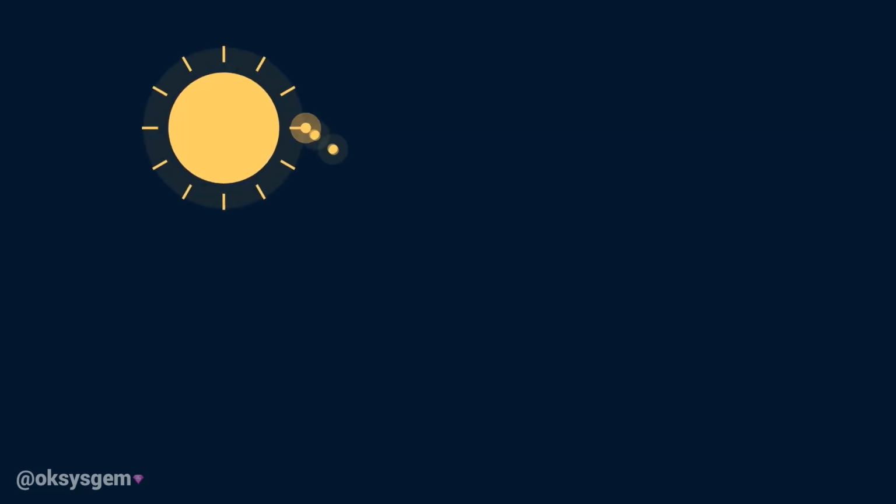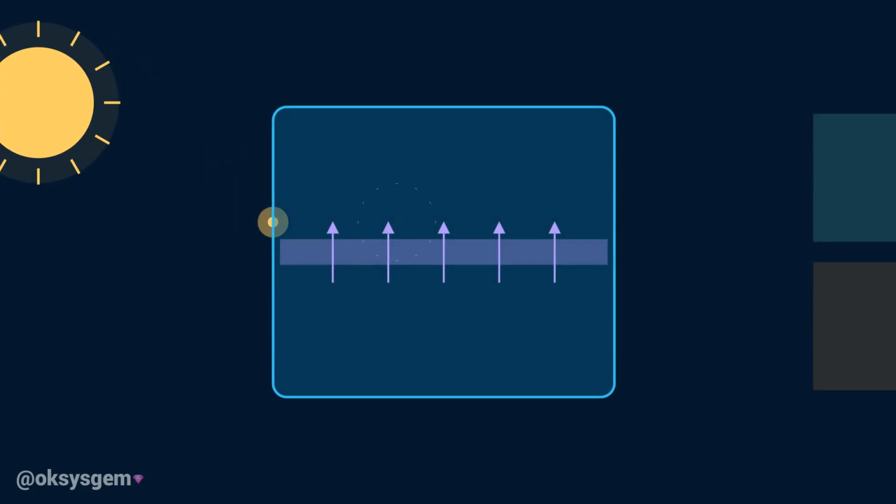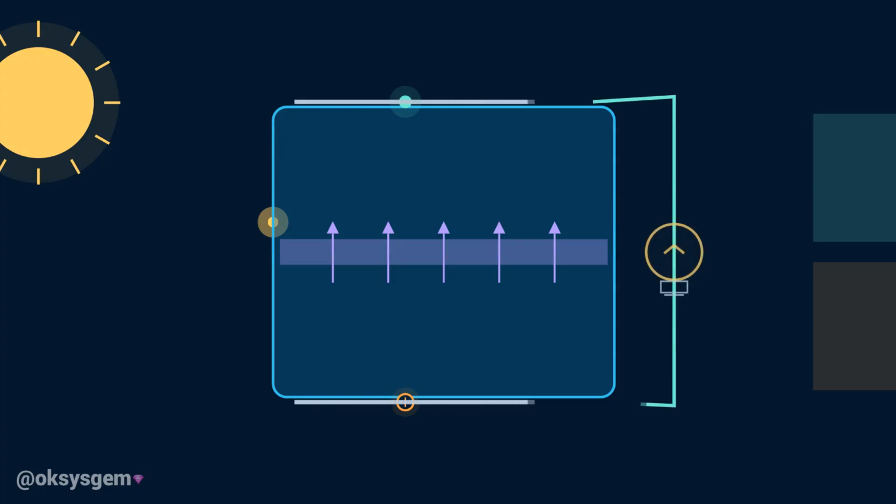The complete process can now be followed from beginning to end. Photons arrive from the sun and transfer energy to electrons inside the silicon. The electrons break free and leave holes behind. The electric field at the p-n junction separates the electrons and holes before they recombine. Metal contacts collect the electrons and guide them through an external circuit.